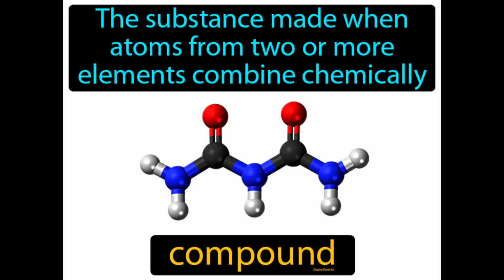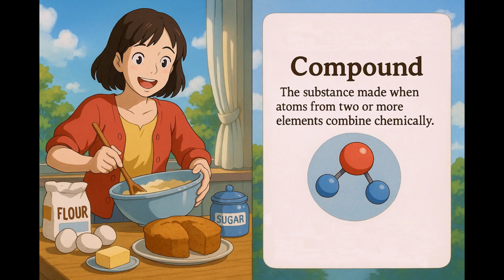The substance made when atoms from two or more elements combine chemically. Compound. A compound is a substance formed when different types of atoms bond together, like water being made of hydrogen and oxygen. Imagine trying to bake a cake with ingredients from your pantry. Just as flour, sugar, eggs, and butter combine to create something new and delicious when baked together, atoms from different elements combine to form a compound.